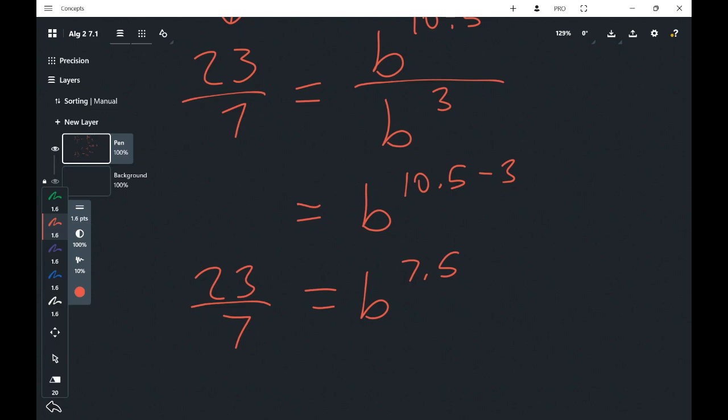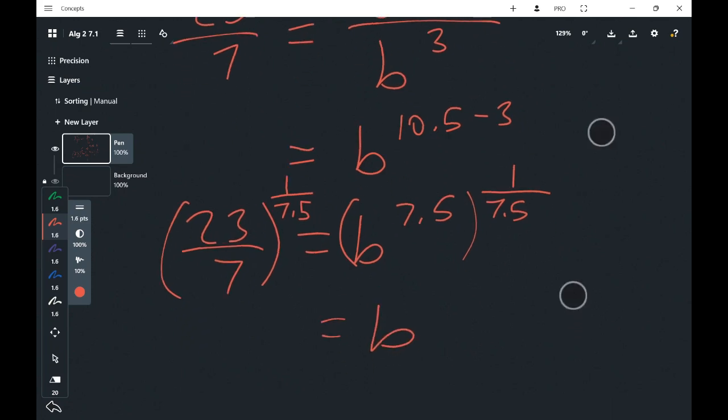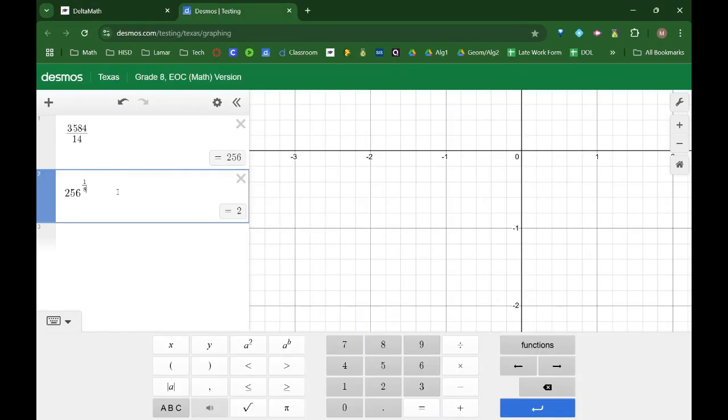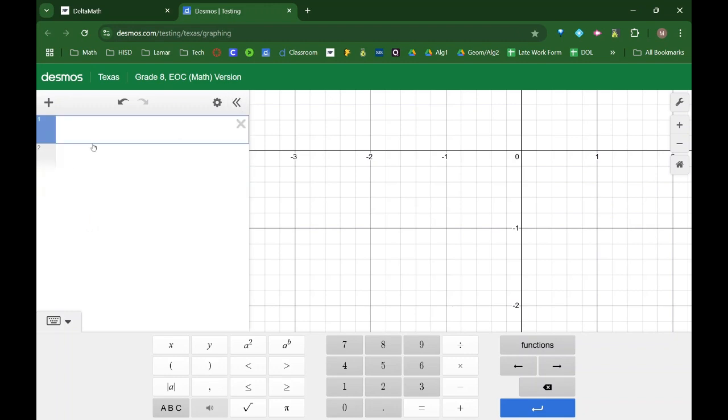Now, to get rid of this exponent, we're going to raise both sides to the power of 1 over this exponent. So we're going to raise both sides, again, to the power of 1 over 7.5. And that's going to give us our b value. It's going to be really nasty, but that's okay. Let me clear this out. I'm going to type in my fraction, 23 over 7, put it in parentheses, and raise this to the power of 1 over 7.5. And this is our b value. Gross.